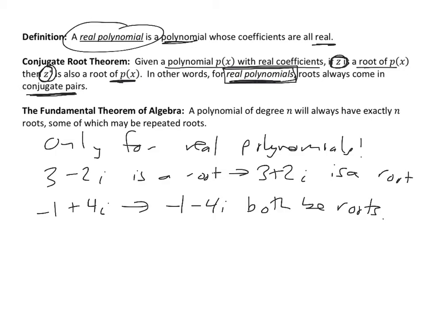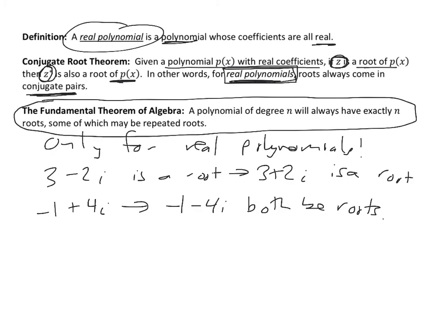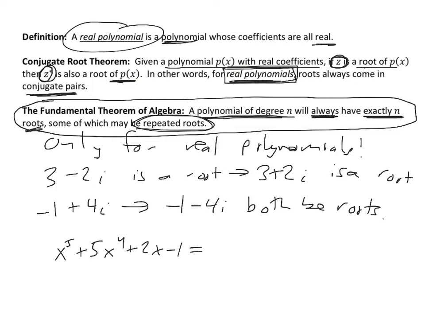One more big theorem that I want to throw out here is called the fundamental theorem of algebra. Okay, and it turns out that this one does apply to both complex and real polynomials. The fundamental theorem of algebra just says that if you have a polynomial of degree n, it will always have exactly n roots. Some of those may be repeated roots, but it will always have n roots. So what that means is that if you have an x to the 5th polynomial, x to the 5th plus 5x to the 4th plus 2x minus, whatever, this can be broken down into 1, 2, 3, 4, 5 factors.